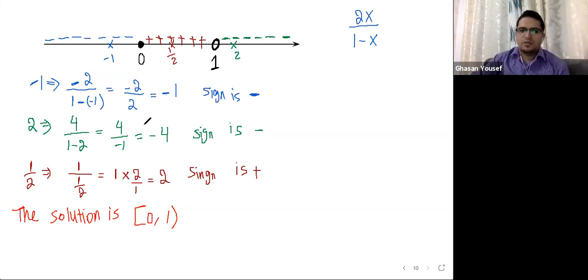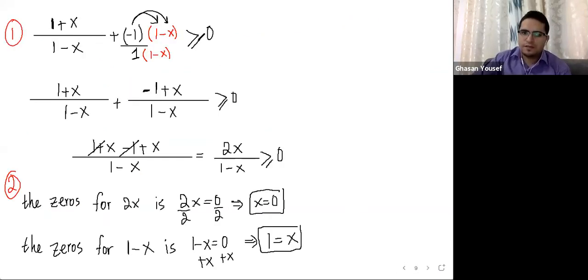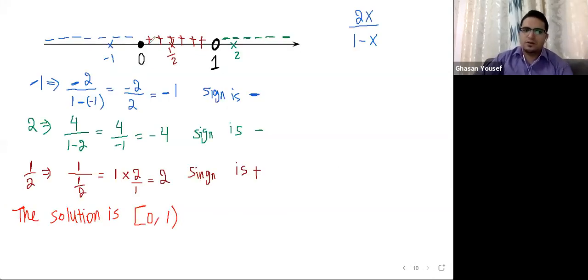Now the solution: when this will be positive, it's going to be positive only from 0 to 1. But the question is, when will it be positive or 0? You see, this means or 0. So it will be 0 also at 0. So from 0 to 1, and the 1 is open all the time.